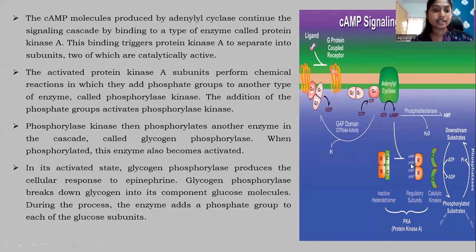Once activated, this phosphorylase kinase phosphorylates another enzyme in the cascade called glycogen phosphorylase. When phosphorylated, this enzyme also becomes activated. In its activated state, glycogen phosphorylase produces the cellular response to epinephrine. Glycogen phosphorylase breaks down glycogen to its component glucose molecules, and during the process, the enzyme adds a phosphate group to the end of each glucose subunit.